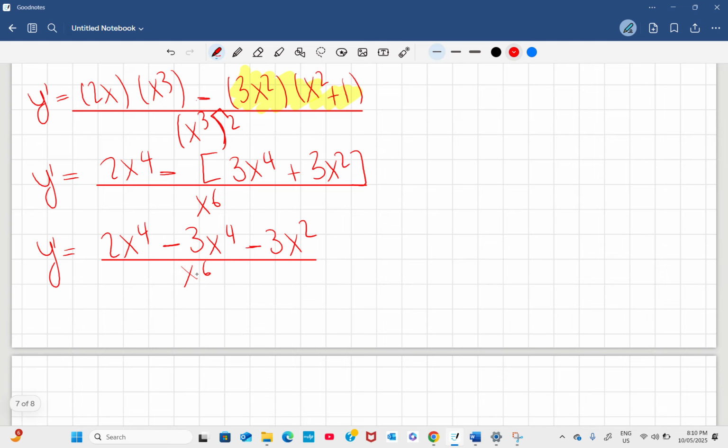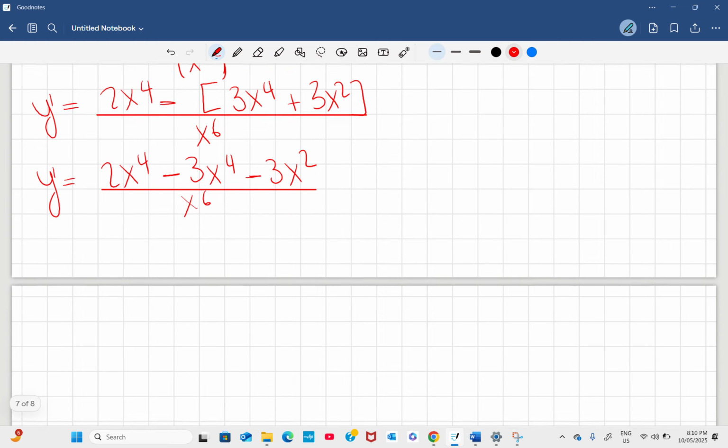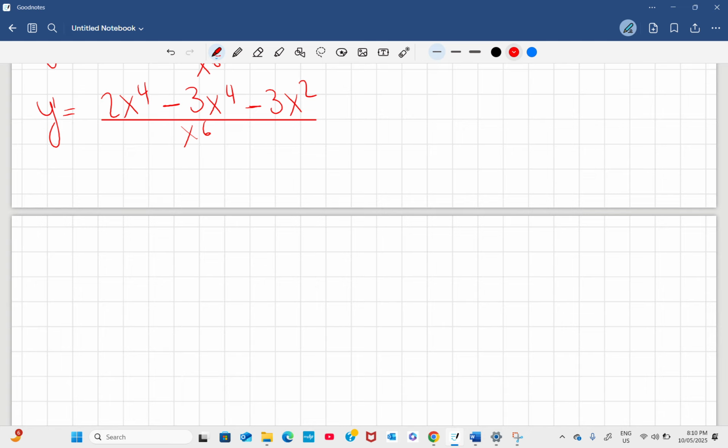So now we're just going to simplify. So y prime is equal to 2x to the power of 4 minus 3x to the power of 4, which is negative x to the power of 4, minus 3x squared all over x to the power of 6. Now I can further simplify this. We have two ways of solving this question. I'll show you using the quotient rule and using just simplification.